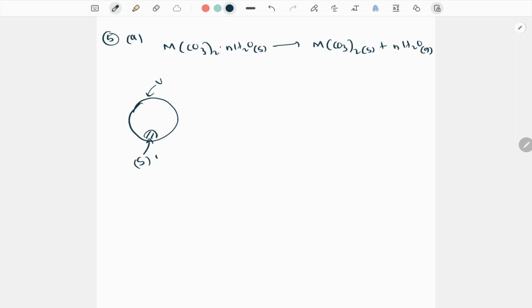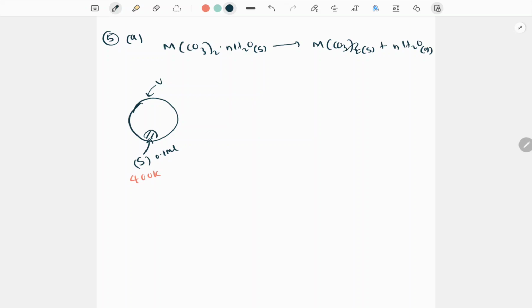And how much is present? 0.1 mole of this one. And the temperature of the container was raised to 400 Kelvin. It means initially it was below 400 Kelvin. Now the temperature is 400 Kelvin. The metal carbonate doesn't decompose at this temperature, but the crystalline water evaporates completely. This is crystalline water. This is the metal carbonate.